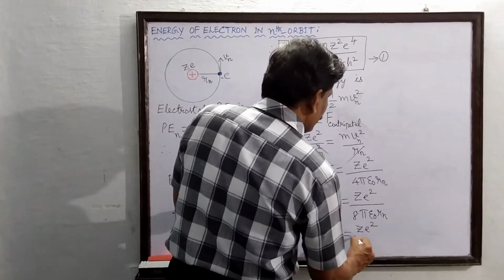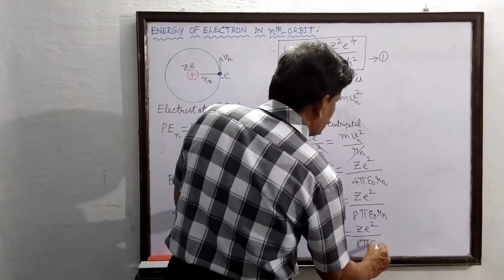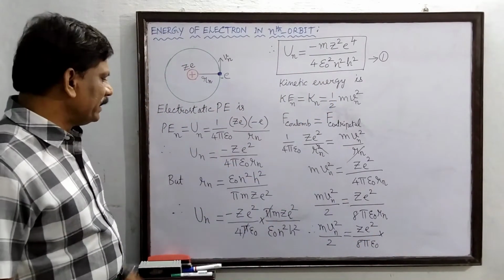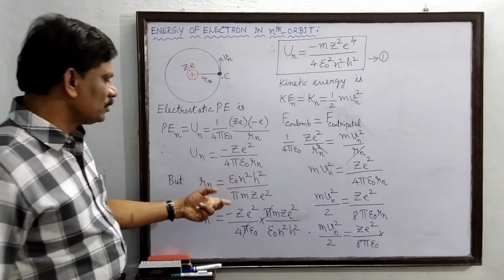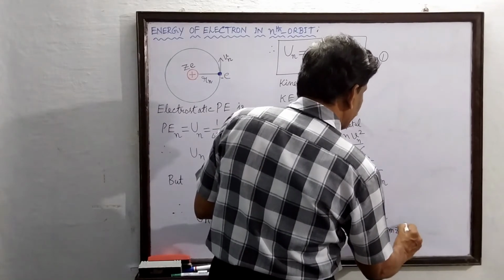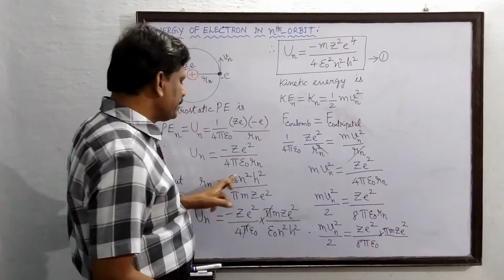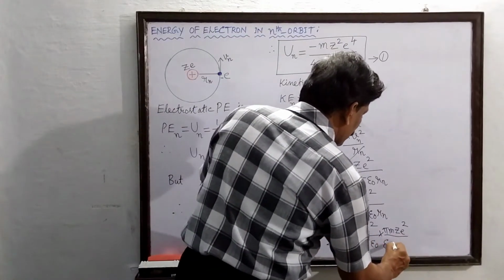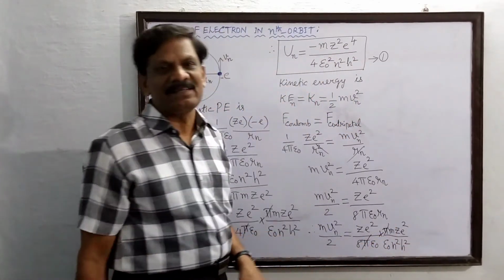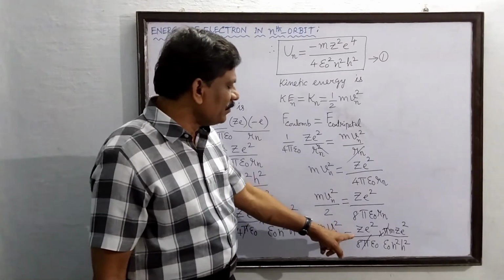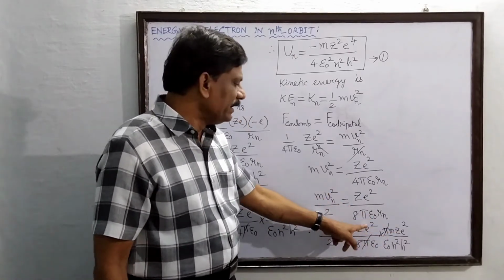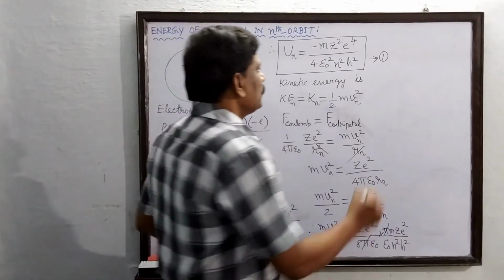z e square divided by 8 pi epsilon naught, multiplied by, now Rn is in the denominator, so I will take the reciprocal and multiply. So pi m z square divided by epsilon naught n square h square. So this is epsilon naught n square into h square. Here also the pi term only is getting cancelled. Understand? So what are the remaining terms: m power 1, z into z square, e square into e square is e power 4.